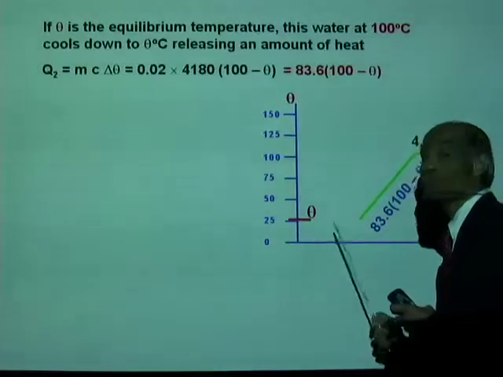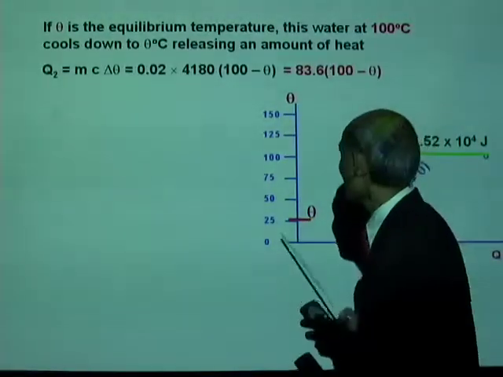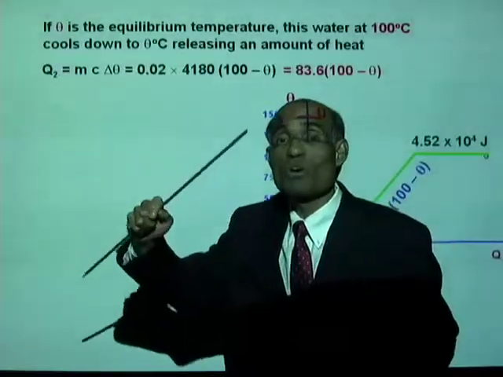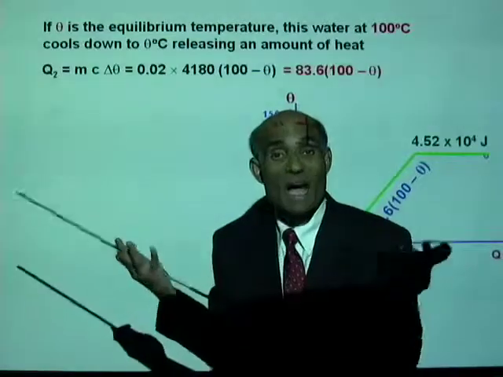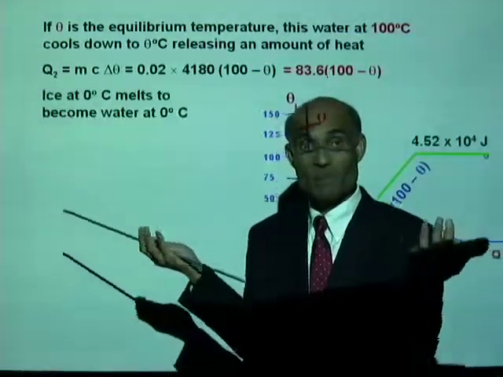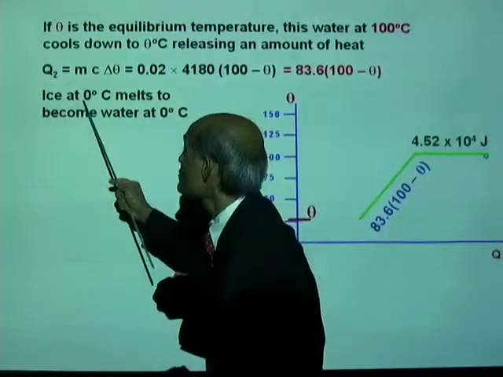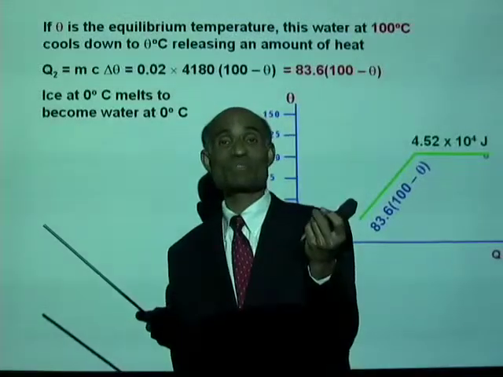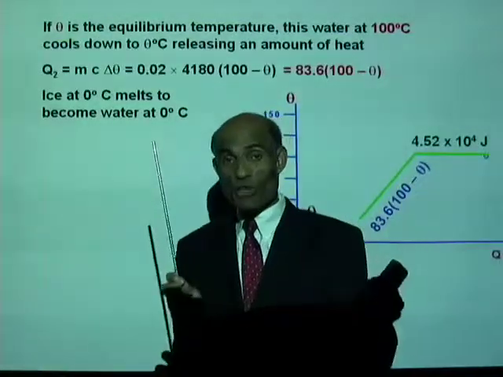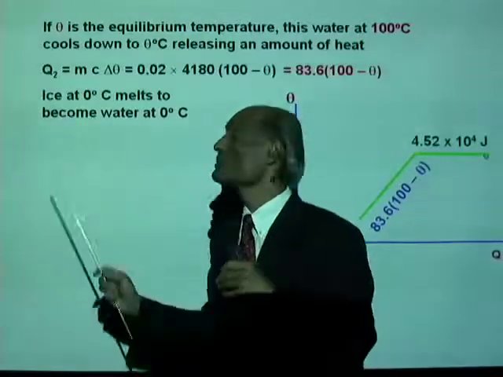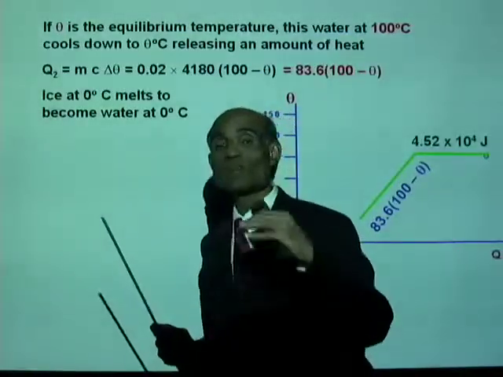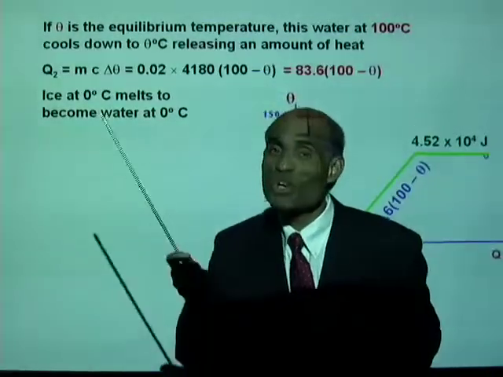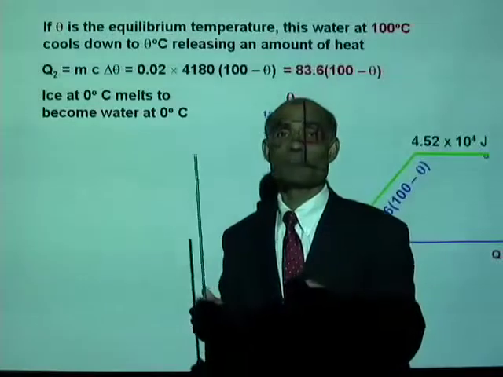Let's now start from the ice side. Well, if the equilibrium temperature is greater than 0, we then assume that all the ice has melted. Is that right? Let ice at 0 degrees Celsius melt to become water at 0 degrees Celsius. That is the first stage. All the ice first has to melt. So ice at 0 degrees Celsius melts to become water at 0 degrees Celsius. What is the quantity of heat absorbed during that time?